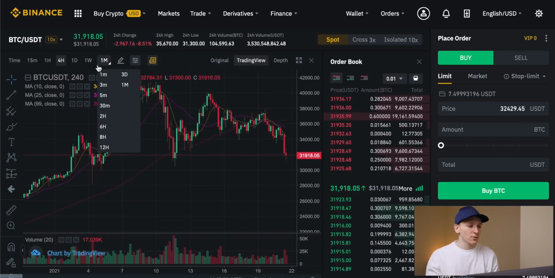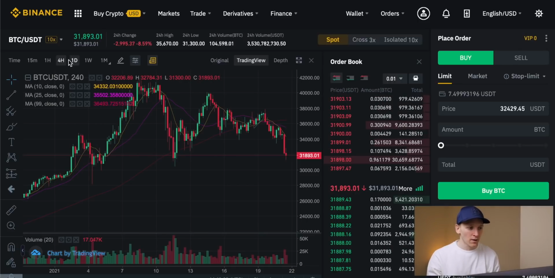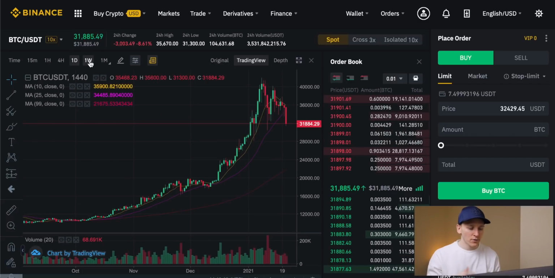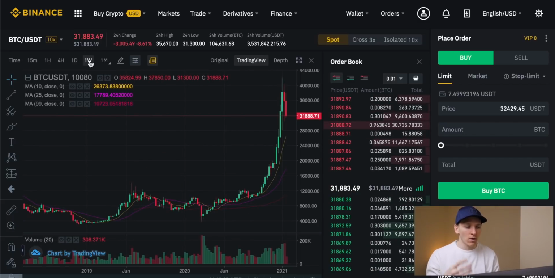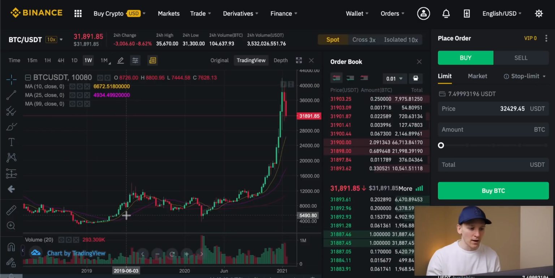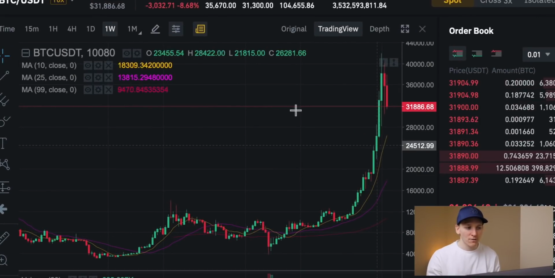The first thing you might want to do with the chart is get the time scale correct. So we're on a 4 hour right now, but you can choose maybe 1 day. You can go over to 1 week. Now, this will be the time scale of each of these candles. So we've got this graph on a candlestick graph right now. So each candle represents a period of time.